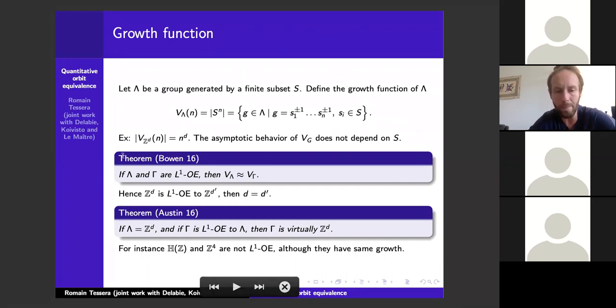Well, the first theorem, by Bowen, is that the growth is preserved by L1 measure equivalence. That's a very strong result, because what it implies, for instance, is that although Z and Z square are orbit equivalent by Ornstein-Weiss, it's not an L1 orbit equivalence. Namely, whenever you have Z and Z square acting on the same probability space, some distortion has to occur. You cannot have integrability, you cannot have an L1 condition, okay?